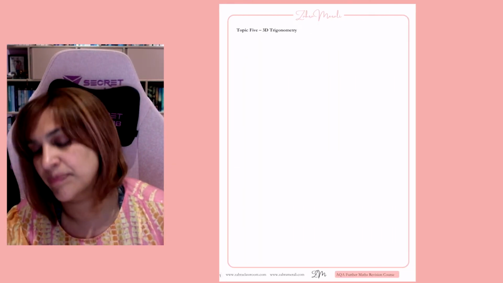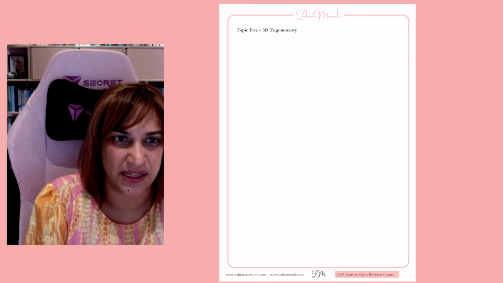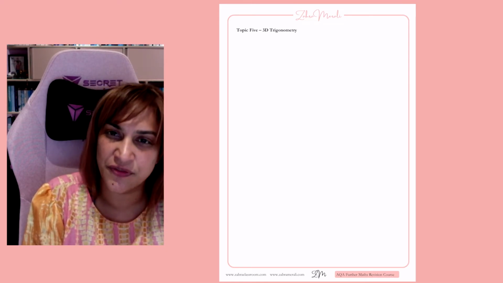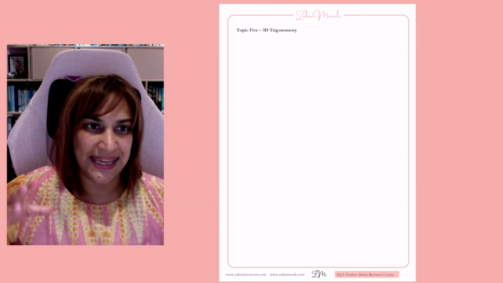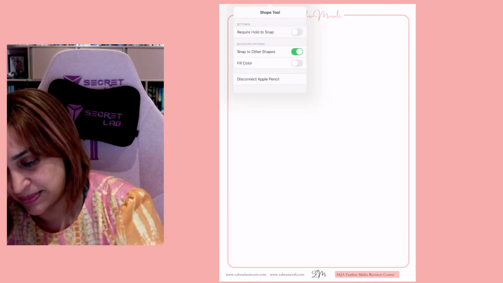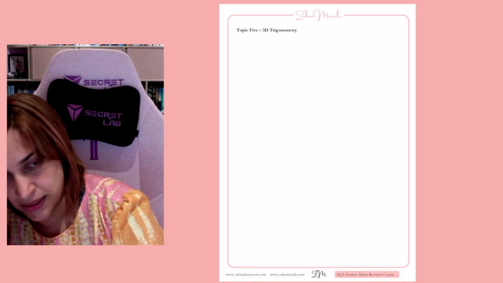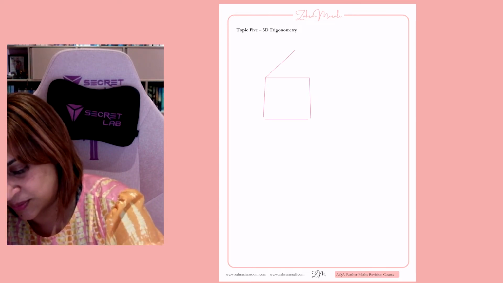Okay. The next topic is 3D trig. So when we've got 3D trig, what we're looking for a lot of the time is like a triangle floating in 3D. Okay, I'm incredibly bad at drawing this, so let's see if we can draw something, otherwise I'm going to have to show you with an example probably.